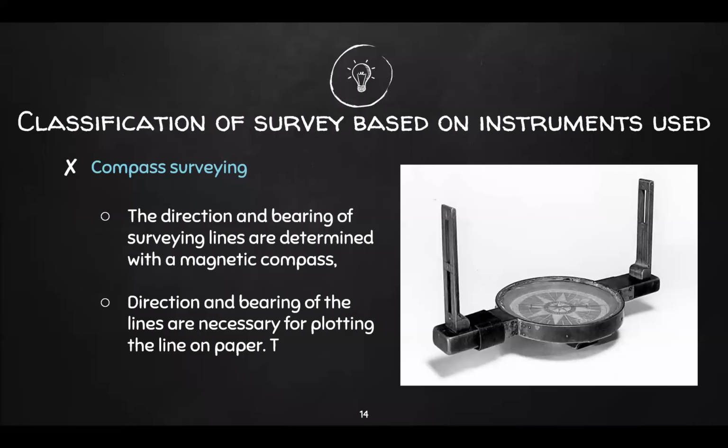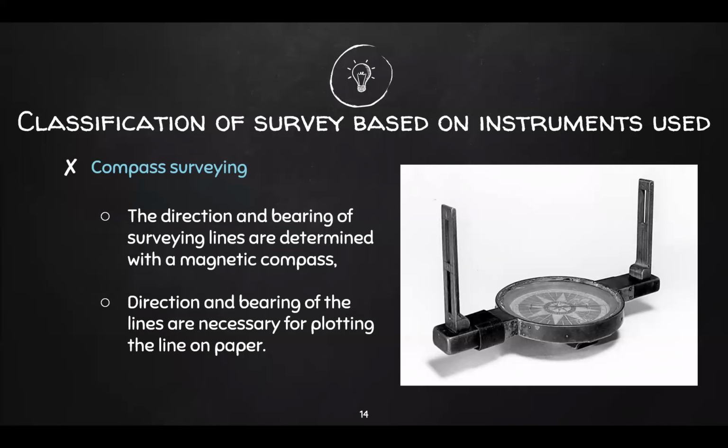Next, we have compass surveying. So compass surveying is a type of surveying in which the directions of surveying lines are determined with a magnetic compass. Okay, so that's why it's called compass surveying. So we get direction and bearing of lines because it's necessary for plotting the line on paper. Okay, generally, a compass is used to run traverse lines. So a combination of lines going at different directions.